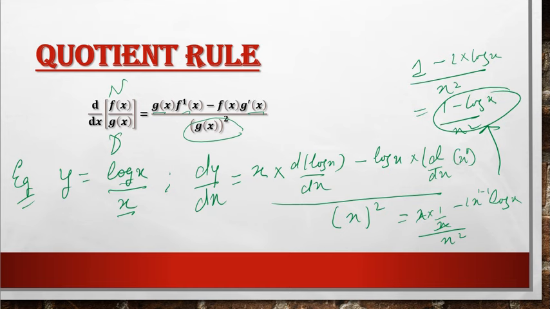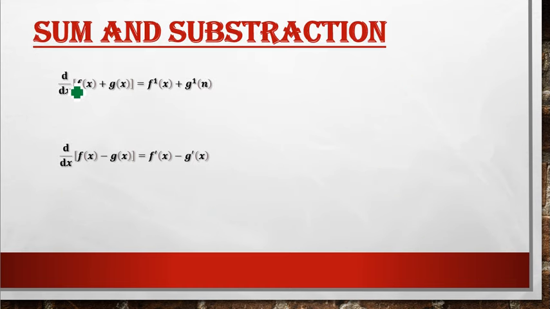So next, move to the sum and subtraction. See, this is very easy. What if there is an addition of two functions, f(x) plus g(x)? What we will do is separate it, and it will be the derivative of the first function with respect to x plus the derivative of the second function with respect to x. Simply we will add them. Now coming to subtraction, same as addition, but instead of plus it will be minus.